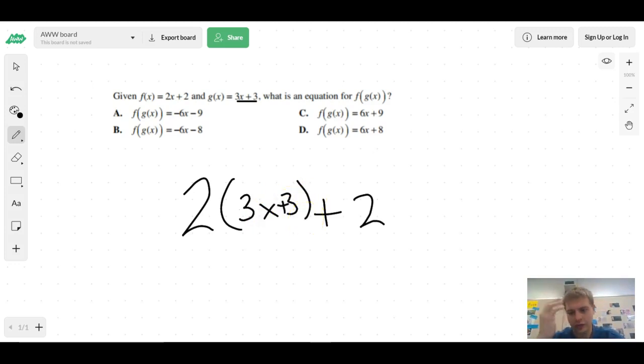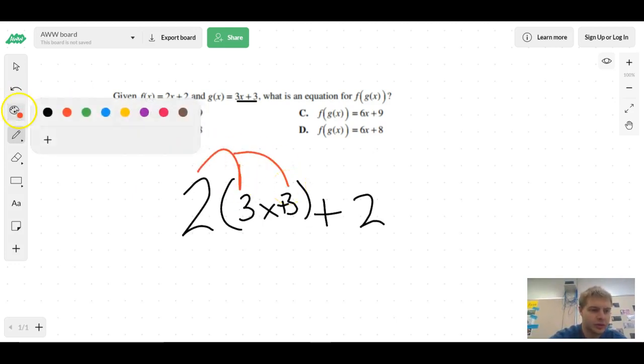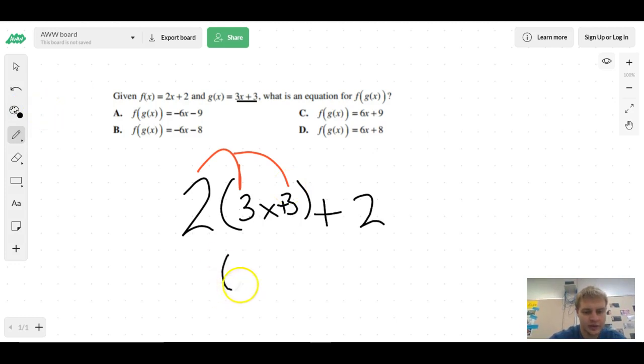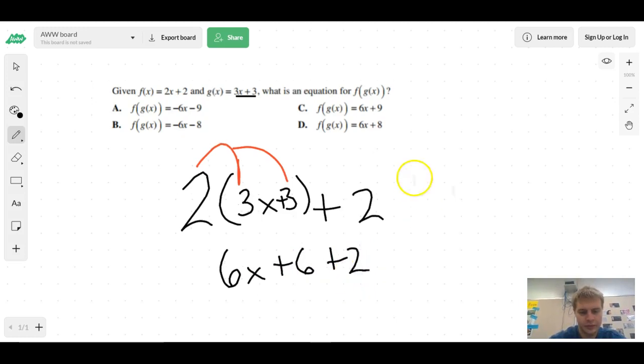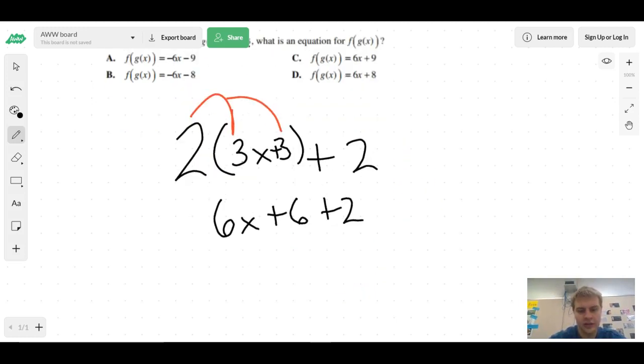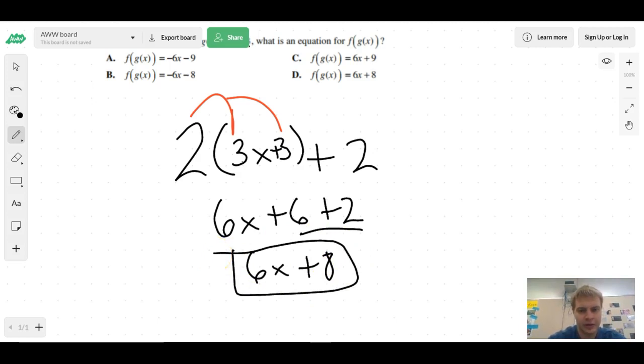Now we just go through and evaluate this like we normally would. We're going to take this 2 and distribute it to both those numbers on the inside. That's going to give us 6x plus 6 plus 2. We're then going to combine like terms, so 6 plus 2 is 8. So I'm going to get 6x plus 8, and that would be my final answer, which looks like that is D. So that would be my answer.